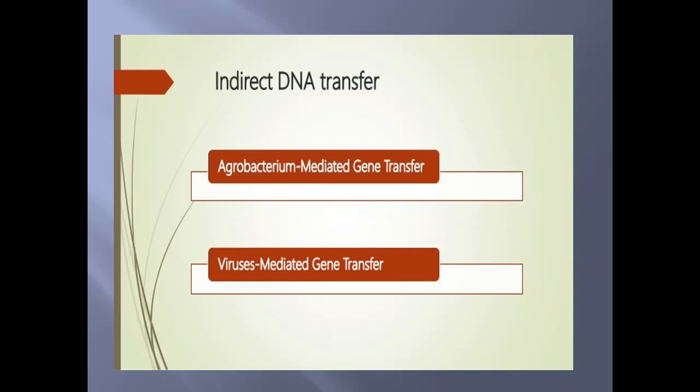The second important method of gene transfer is the indirect method of DNA transfer, or vector mediated DNA transfer. In this vector mediated gene transfer, we are employing bacteria or viruses as the vector to introduce the gene into the target cell, and this method is called the indirect method. Especially for plant transformation experiments, we use the bacterium called Agrobacterium for the transformation of genes. Apart from Agrobacterium, we use some viruses as vectors for transferring genes. So totally, indirect DNA transfer could be done in two ways. One is mediated by the bacterium called Agrobacterium. Another one is done by using viruses.